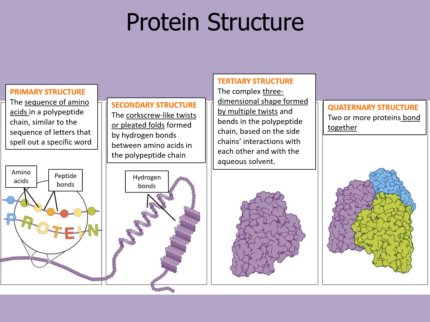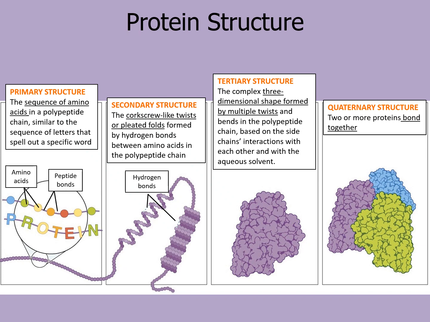Protein structure: the primary structure, the sequence of amino acids, is what they call a polypeptide chain, similar to the sequence of letters that spell out a word. When you break it down, they are usually in triplets, in threes. So you have your amino acids, and then they're all bonded with peptide bonds. The secondary structure, once those are formed, is a corkscrew-like twist or pleated folds that form by the hydrogen bonds between amino acids in the polypeptide chain.